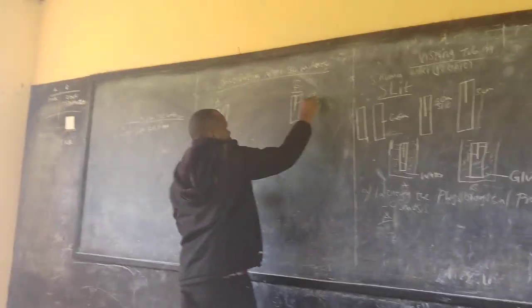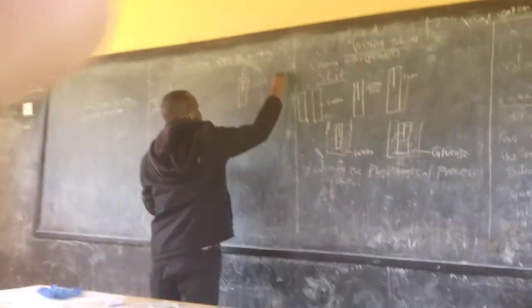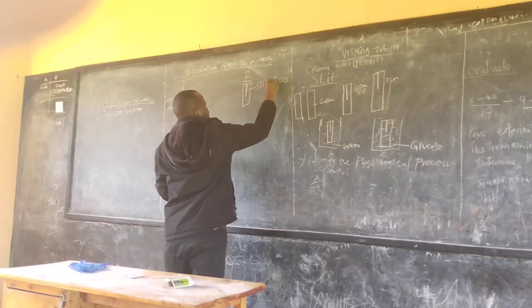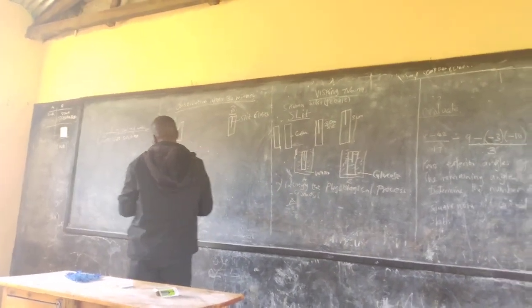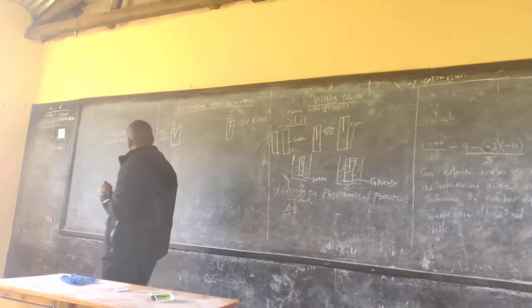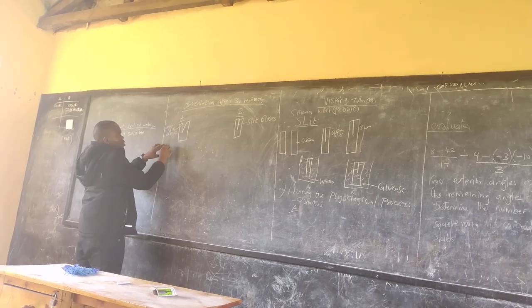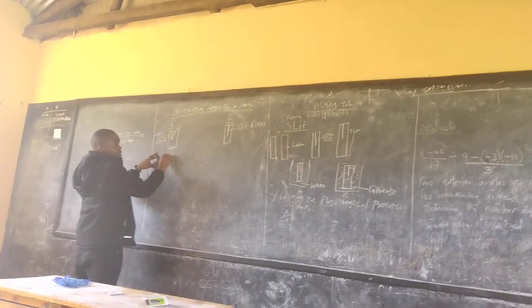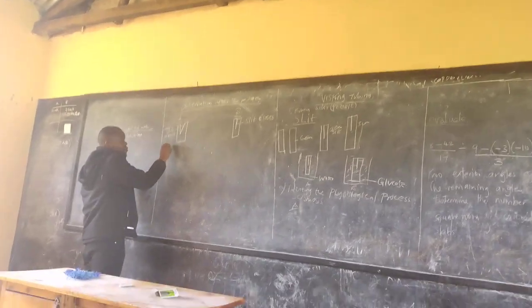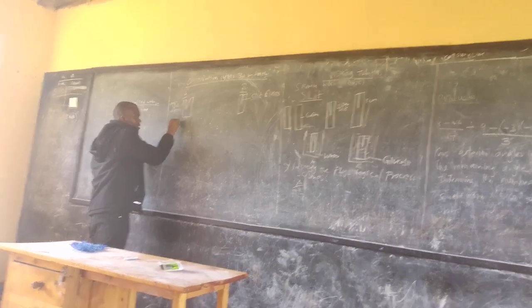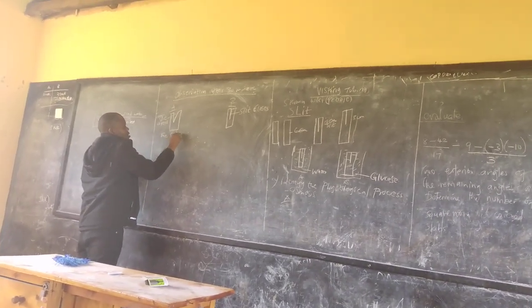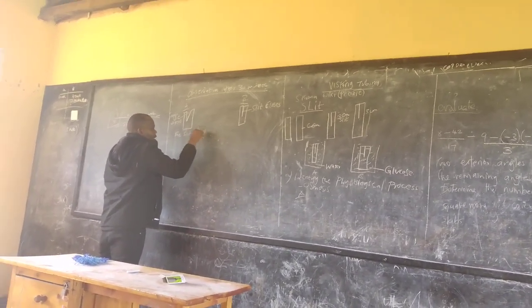Slit does what? Closes. Slit closes, slit opens. Slit closes, slit opens. Right? So those are observations. So we are speaking about our observation. How do we explain the observation for the first one? It's this one. We are saying what? The slit will do what? Will open.